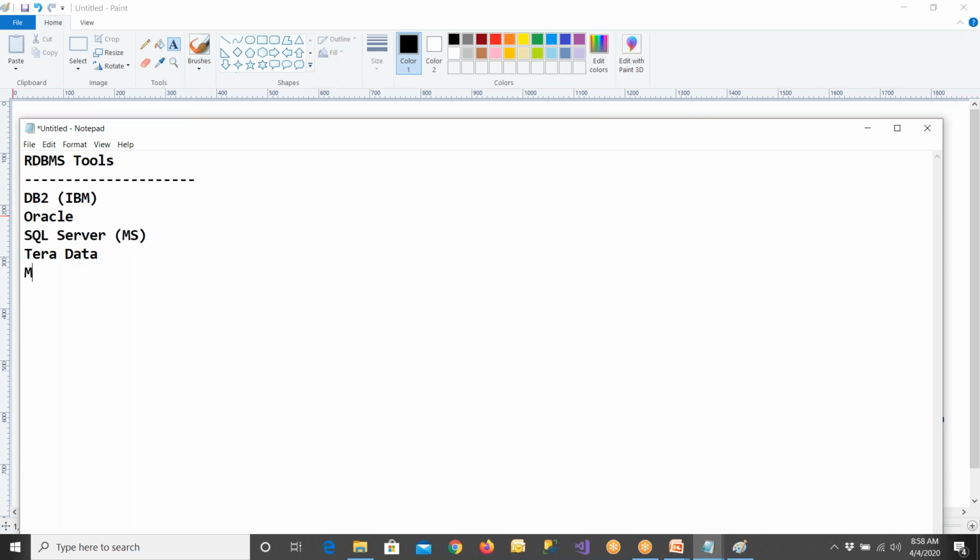Teradata, then you have MySQL, then you have Netezza. Netezza is again from IBM; recently the Netezza company was purchased by IBM. Then we have PostgreSQL. A lot of RDBMS software got created, and many people are using these software. So IBM was playing a major role at that time in inventing RDBMS concepts.